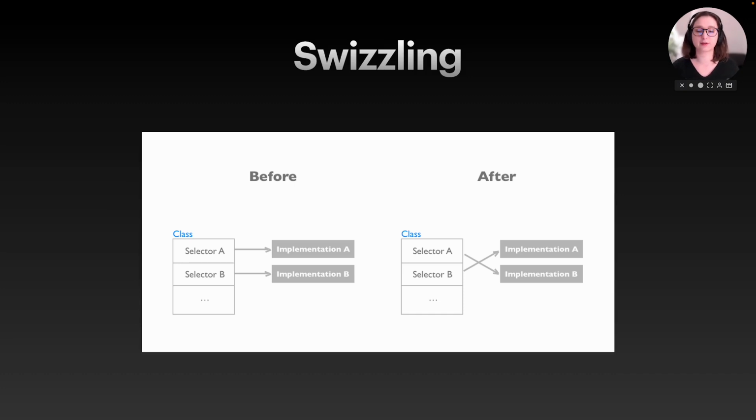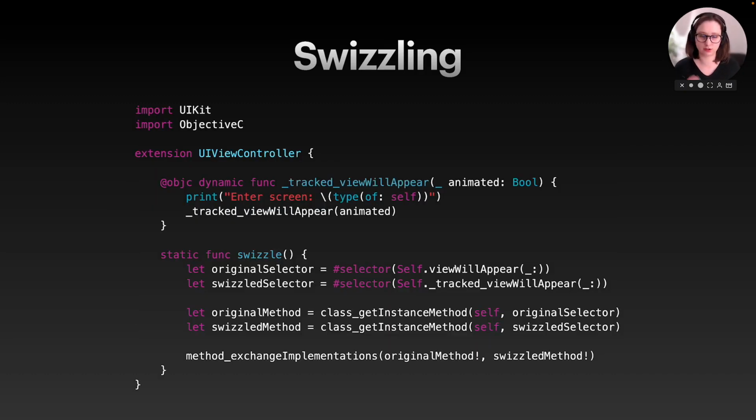Now let's talk about swizzling. Swizzling is a tool that lets you exchange implementations for Objective-C classes, or rather classes that are exposed to Objective-C. They can be written in Swift as well. What it means is that you can exchange implementations with just a few lines of code, like shown here on the slide. This example is hooking up to the viewWillAppear method on every single view controller in your app, and then you could execute whatever code.